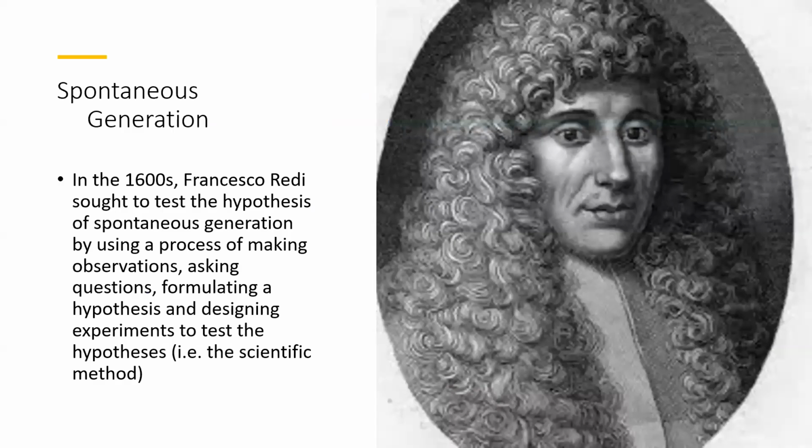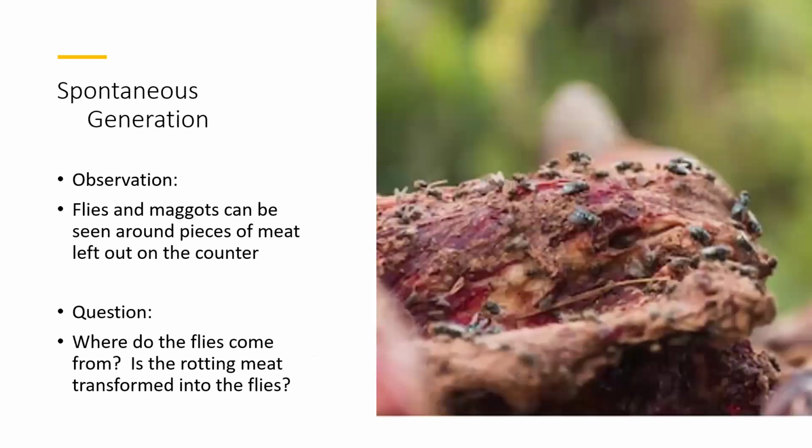In any case, in the 1600s, there was this guy. His name was Francesco Redi. Okay, just remember his last name, Redi. He wanted to test the idea of spontaneous generation. Okay, so he actually is the person who's credited with coming up with the scientific method. So we're gonna take a look at what he did.